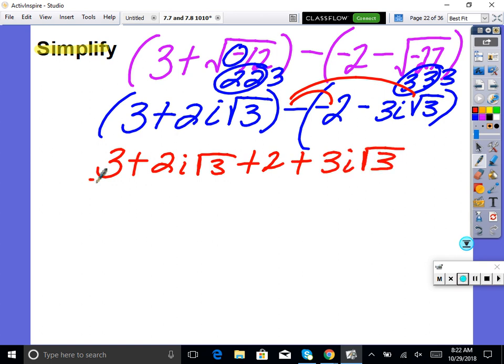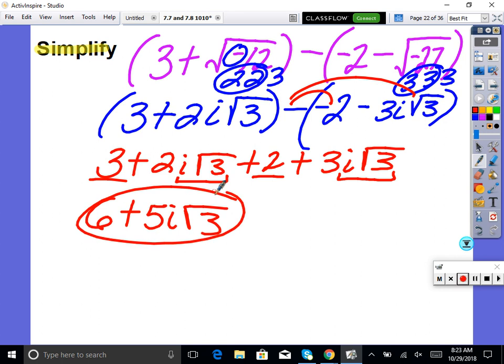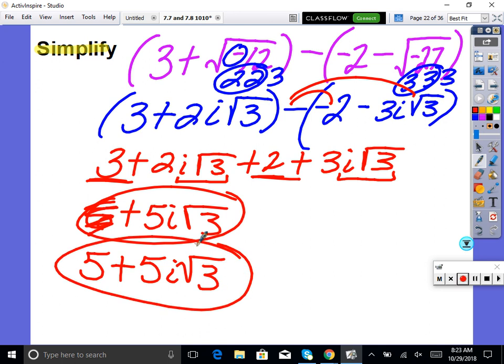Combine real parts with real parts. 3 plus 2 is 6. Now are these like radicals? i root 3, i root 3? Are they like radicals? i root 3, i root 3. 2 apples, the apple part's the same. 2 apples plus 3 apples is how many apples? So it's 5i root 3. Oh, yeah, it's 5, not 6. I multiplied them in my head, didn't I? So we have 5 plus 5i root 3. Not multiplication. Addition, yes.